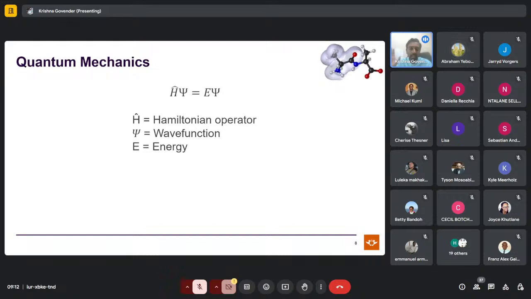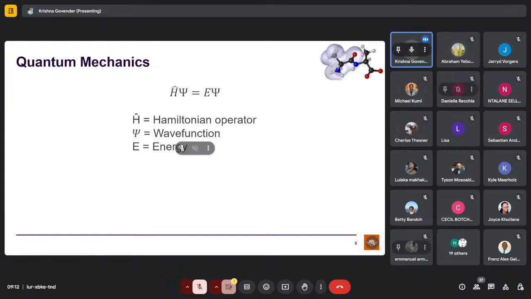But this equation can only be solved exactly for a single electron system. So the hydrogen atom or the dihydrogen cation, which is positively charged. So again, it's only single electron. The moment you extend over more than one electron, you no longer can solve this exactly. What you're going to have to do is approximate.